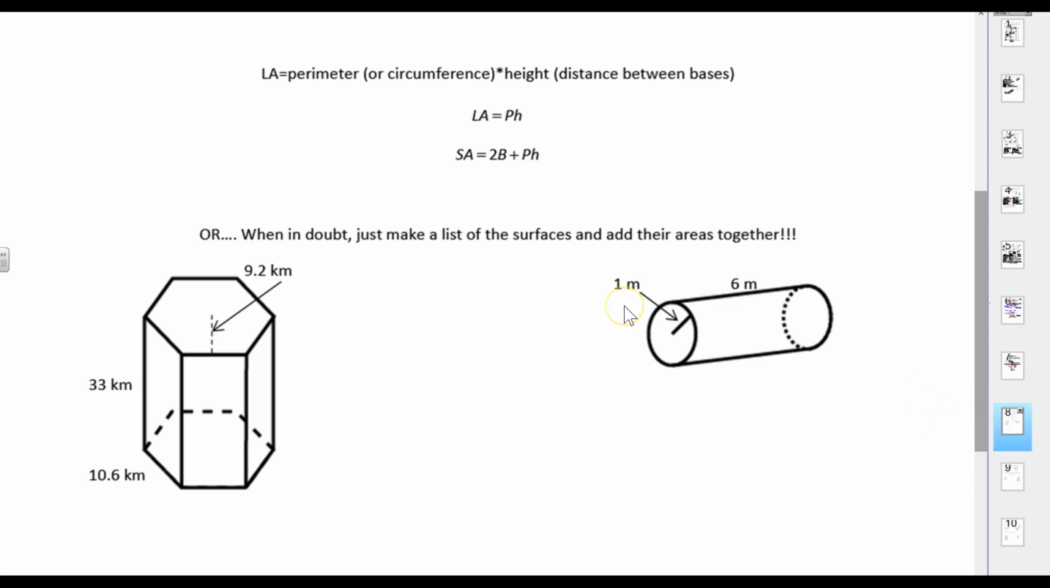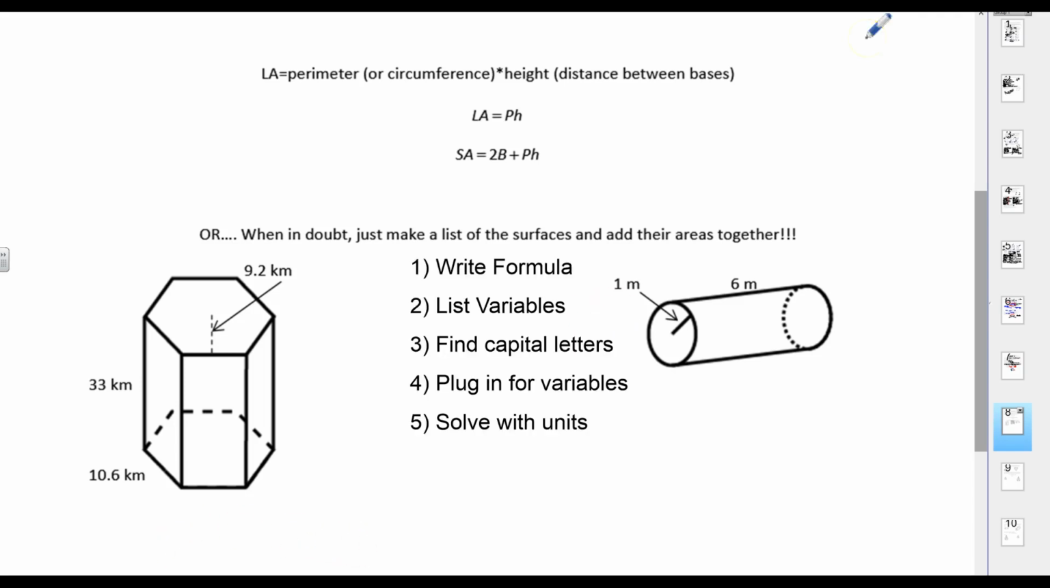Now, again, just like we talked about with our area formulas, we are going to follow a set of steps whenever we're using formula-heavy problems. And those steps are as follows. We're always going to write the formula, then we're going to list our variables, and we're going to find capital letters, because capital letters always mean we have to do more work to find that thing. It's not something that's actually in the problem. We're going to plug in for our variables, and we're going to solve with units.